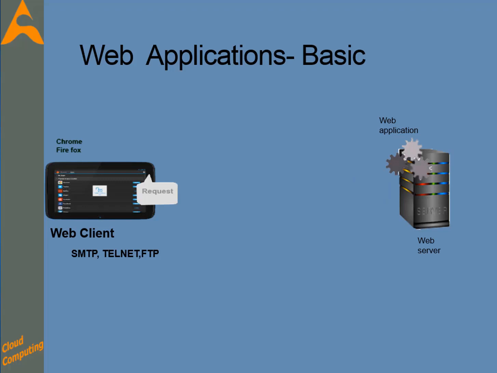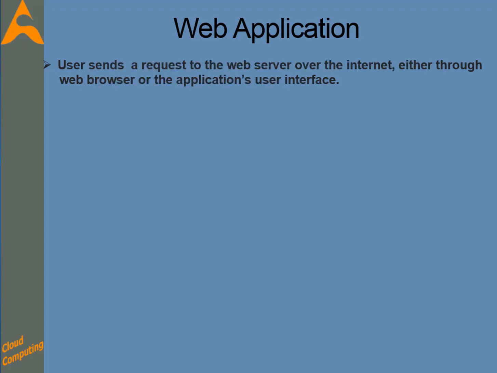Here a user sends a request to the web server over the Internet, either through a web browser or the application's user interface. The web server forwards the request to the appropriate web application server, which further processes the request and generates the result. The web application server sends results to the web server with the requested information, which further responds back to the client with the requested information, and that appears on the user's display.